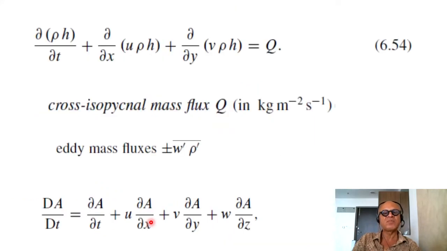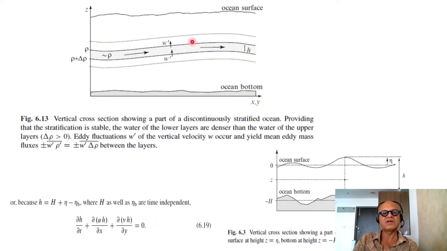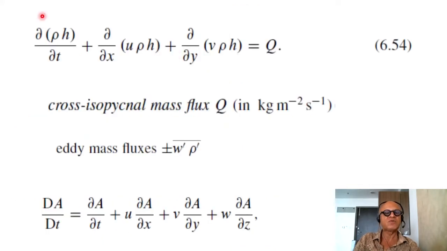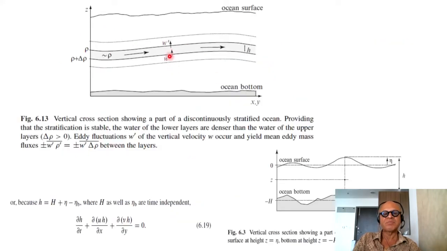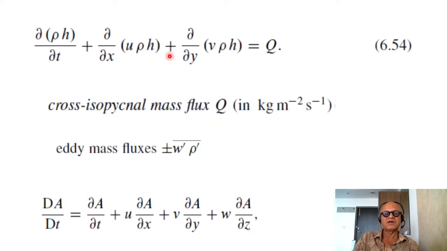So we take this form and write for this case a similar equation where now we have to allow rho to be non-constant to start the derivation. So del rho h del t plus del del x of u rho h plus del del y of v rho h equal to q, where q is of course this diapycnal flux where mass density changes are being introduced by the eddy fluxes, or mass is being introduced by eddy fluxes. Okay, so eddy mass flux in this case is of course plus or minus w prime rho prime bar, as we have seen before.